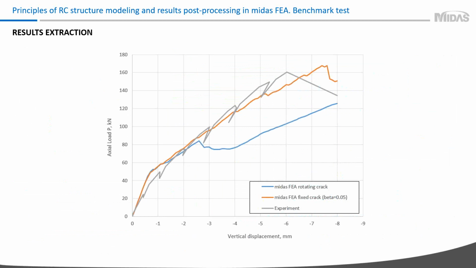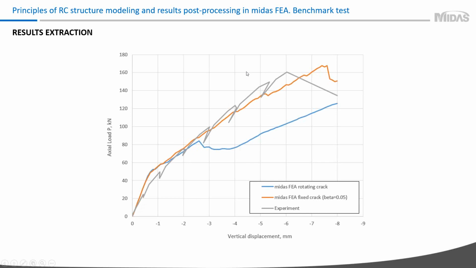And on this slide, you can see a comparison of ultimate load obtained from the Midas FEA solution and the experimental test. You can see a difference between the rotating crack model and the fixed crack model with a constant rotation factor. It's obvious that the results with the fixed crack model are in good agreement with the experimental test.